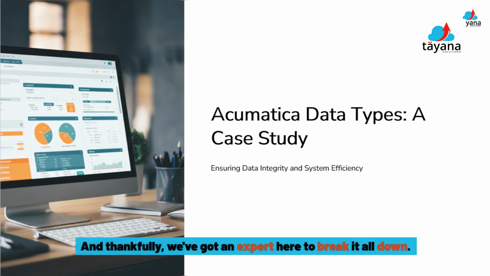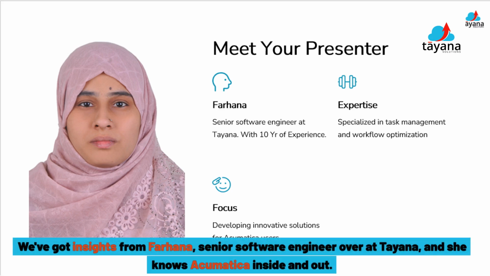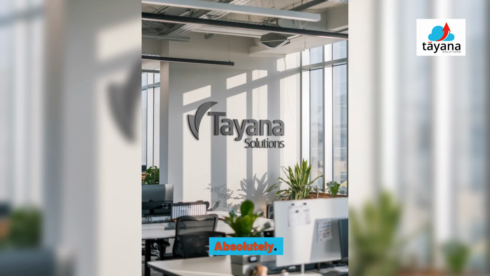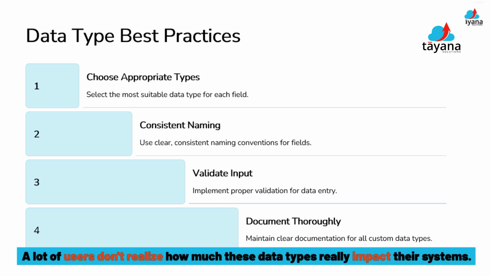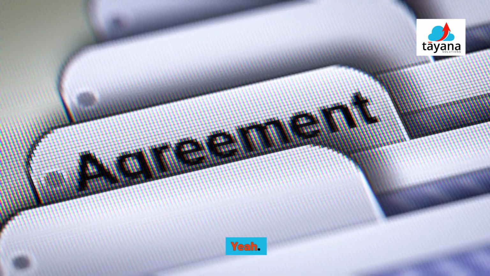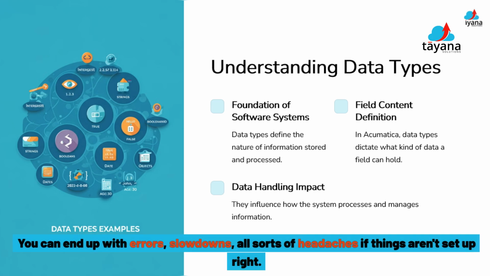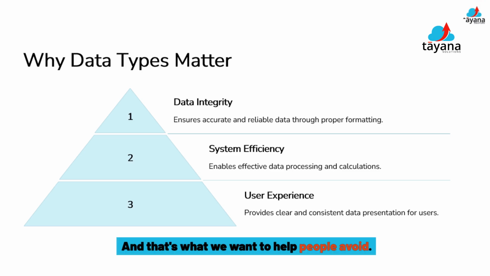And thankfully, we've got an expert here to break it all down. We've got insights from Farhana, senior software engineer over at Tiana, and she knows Acumatica inside and out. Absolutely. It's a fascinating area, and often overlooked. A lot of users don't realize how much these data types really impact their systems. You can end up with errors, slowdowns, all sorts of headaches if things aren't set up right. Exactly. And that's what we want to help people avoid.